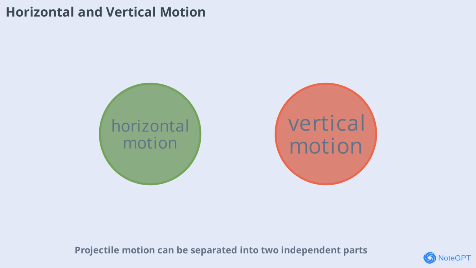Projectile motion can be separated into two independent parts: horizontal and vertical motion. Horizontally, the object moves at a constant speed, assuming no air resistance. Vertically, the object accelerates downward due to gravity. These two motions combine to create the familiar curved path of a projectile. By analyzing each component separately, we can predict where and when the projectile will land. Let's see how these components work together in the next scene.